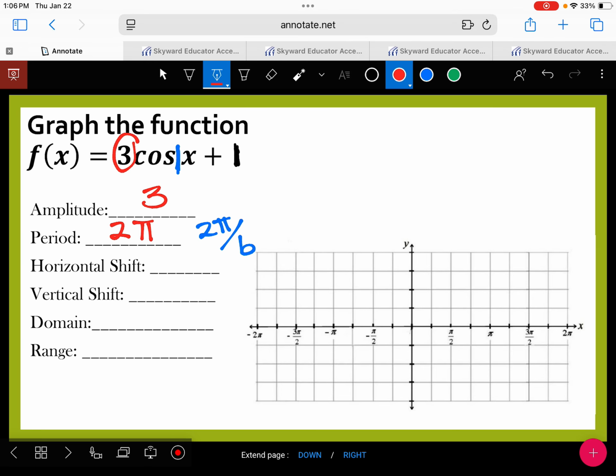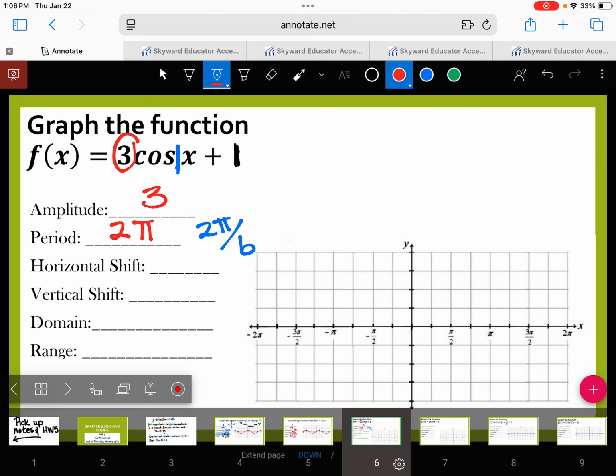And, wait, hold on. Sorry, guys. Because we don't have any parentheses, I'm going to start at 0. So if you don't see a parentheses in your function, we start at 0. All right. We will have 1 where we actually move our start. Okay.